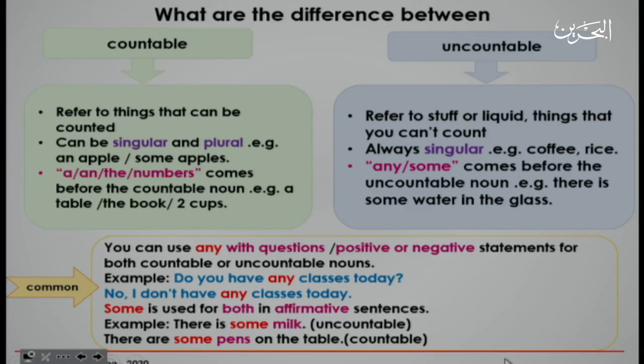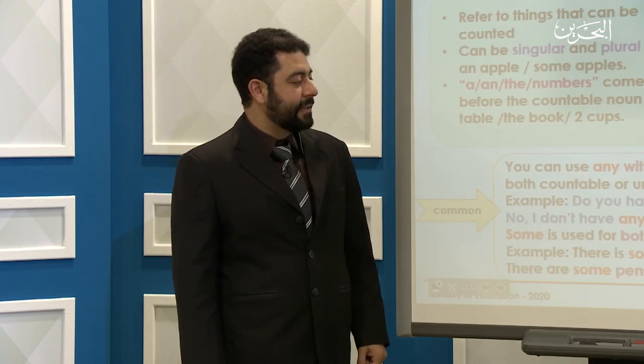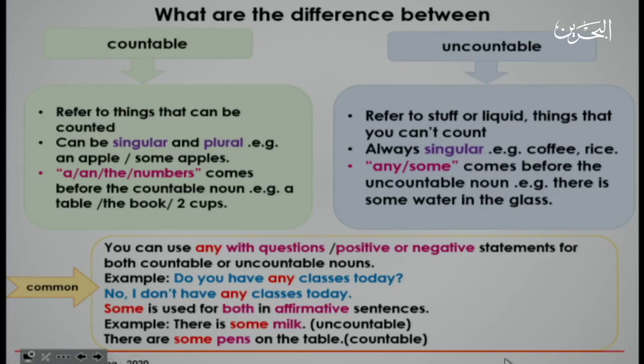You can use any with questions, positive or negative statements for both countable and uncountable nouns. Example, do you have any classes today? No, I don't. I don't have any classes today. Some is used for both in affirmative sentences. Example, there is some milk, uncountable. There are some pens on the table, countable.